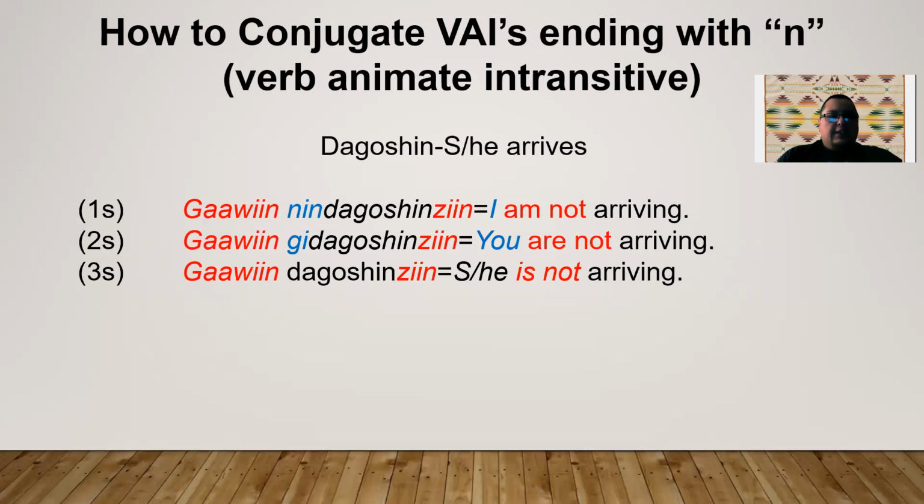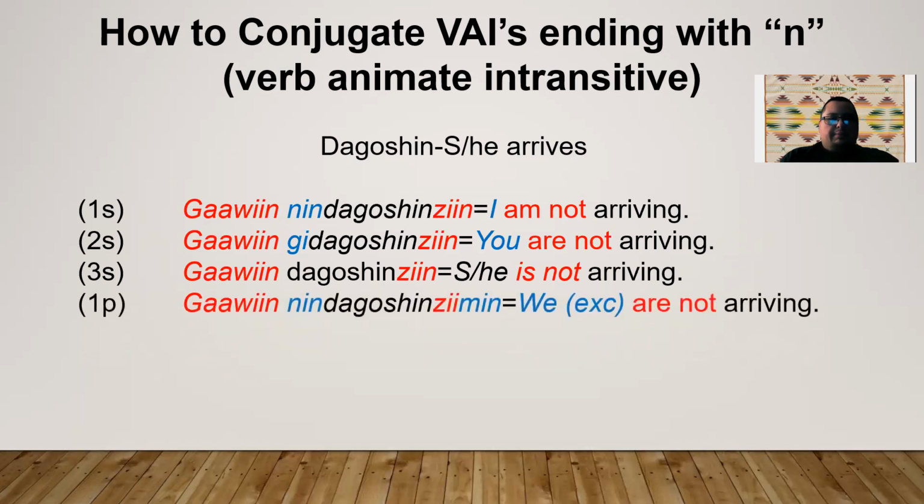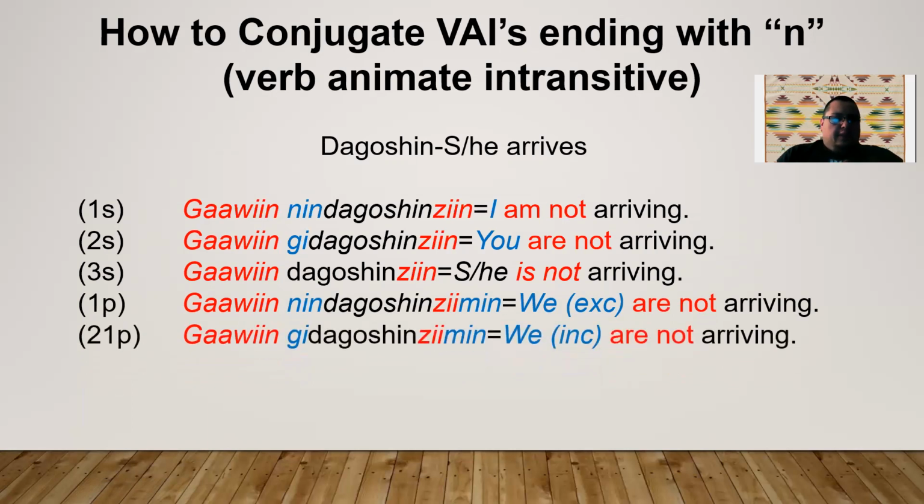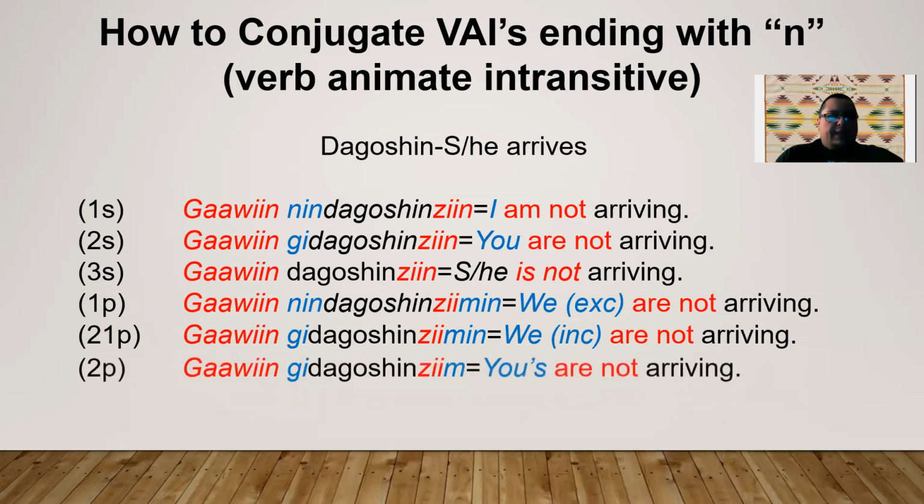Third person singular, talking about she or he. Gawin dagoshinzin. She or he is not arriving. First person plural. Gawin nin dagoshinzimin. We, excluding the person you're talking to, are not arriving. First person, second person plural, talking about we, including the person we're talking to. Gawin gidagoshinzimin. We are not arriving.